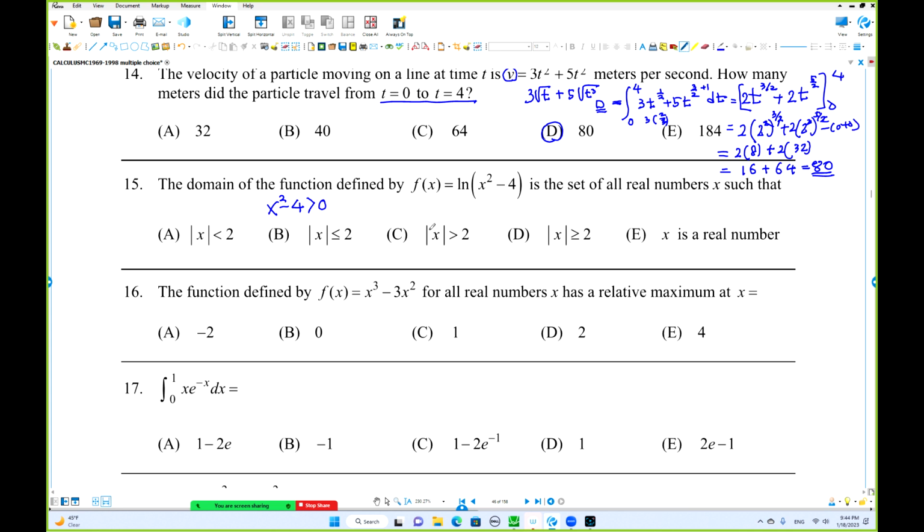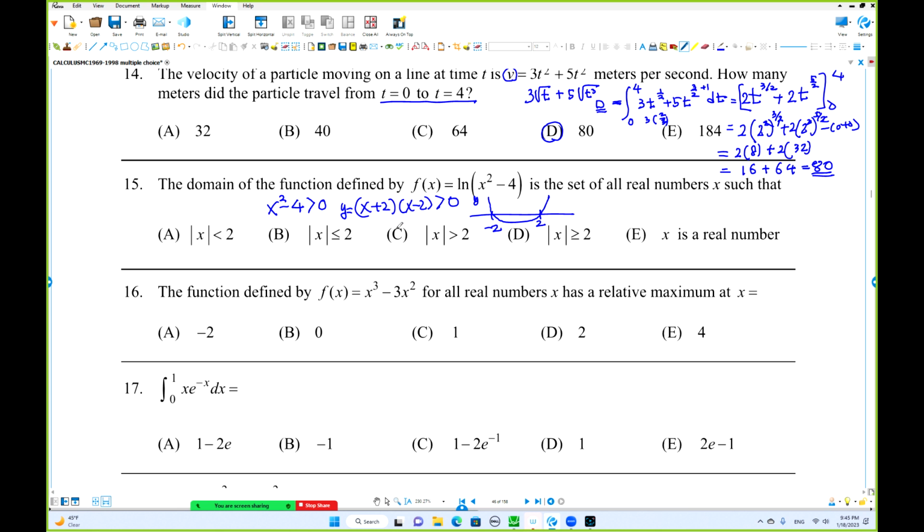Now we have to solve this one. This is x plus 2 times x minus 2 being positive. Take the graph of this one. The graph looks like this. One root is 2 over here, the other is negative 2. The graph will pass this way. This is just a graph of this, okay?